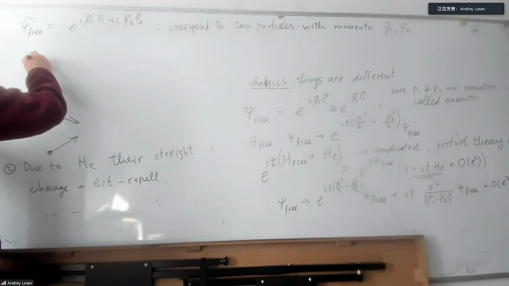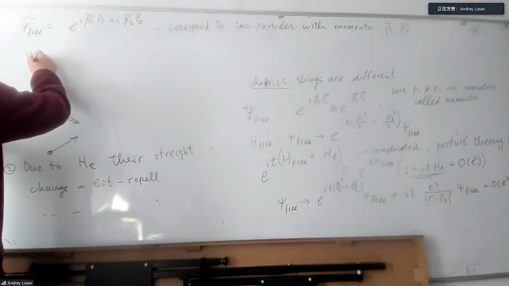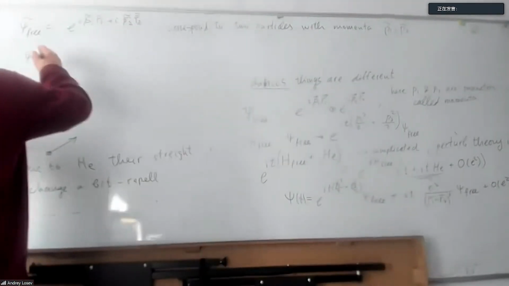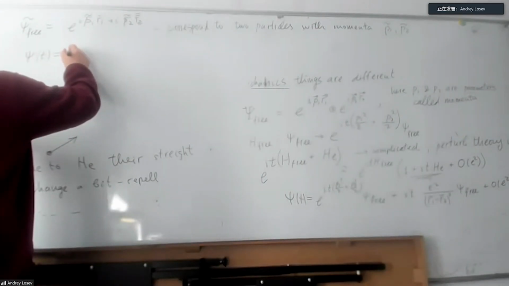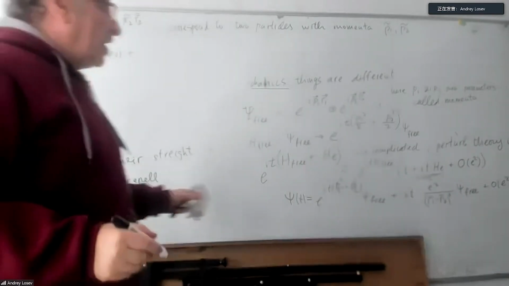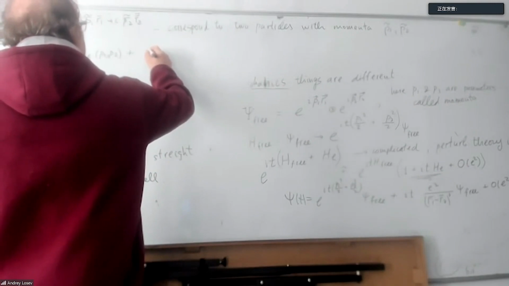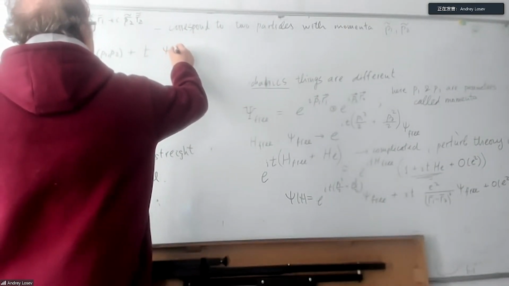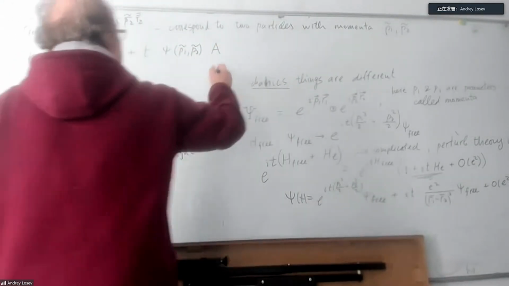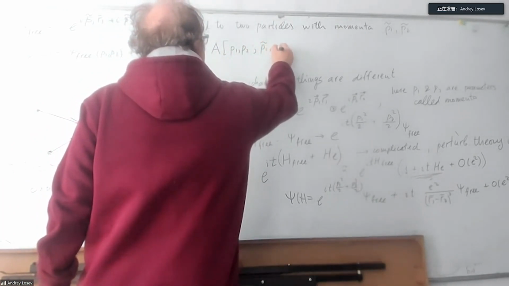So I can say that my H... well, let me call this object T. It is psi 3, P1, P2, plus I would decompose this object in terms of this basis, plus T psi P1 tilde, P2 tilde, and here I have some object A that depends on P1, P2, P1 tilde, P2 tilde.